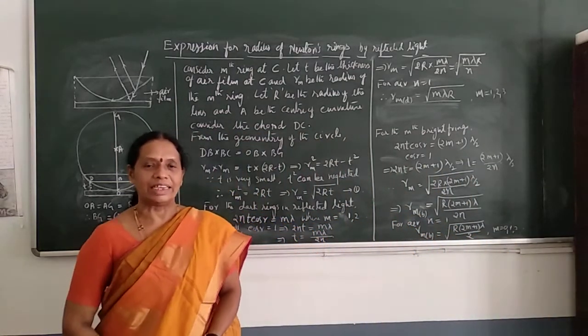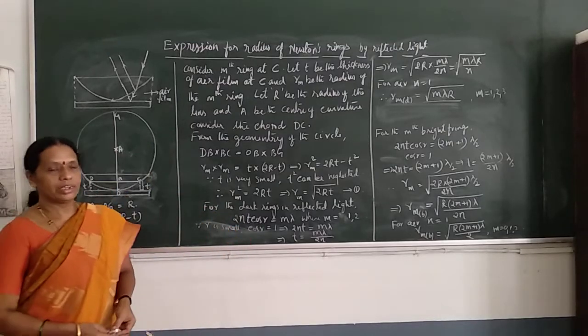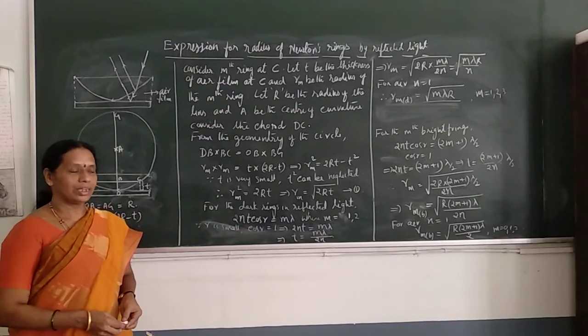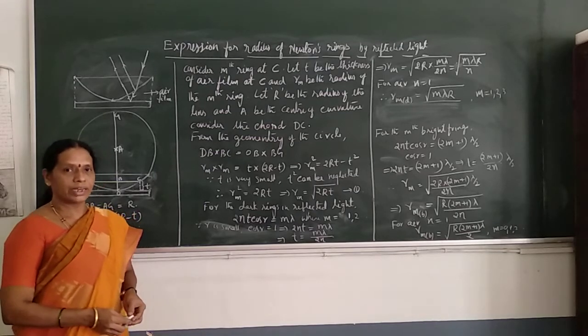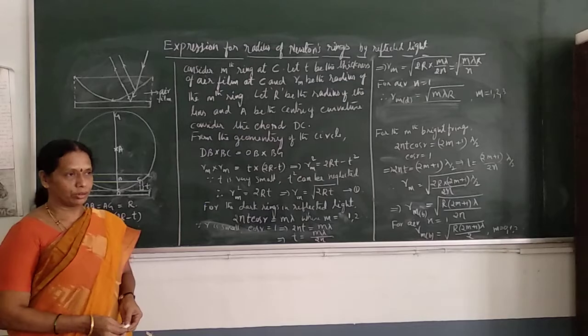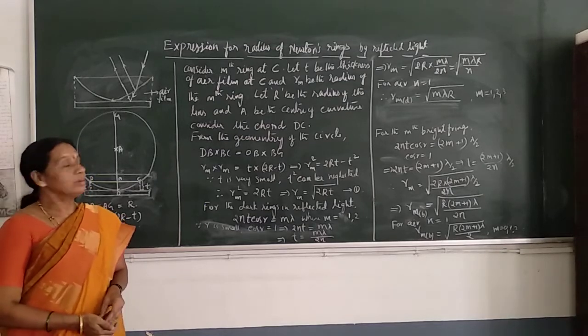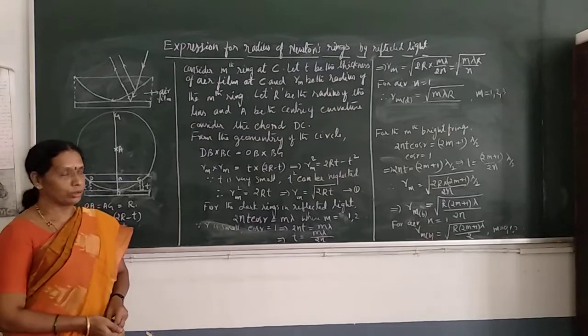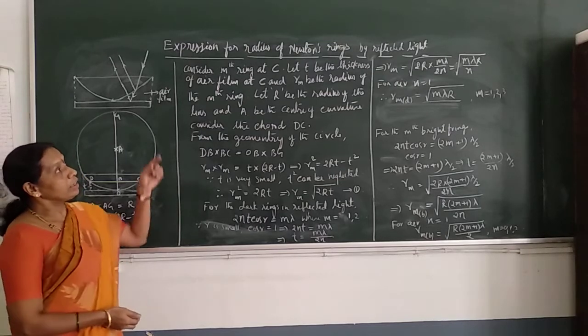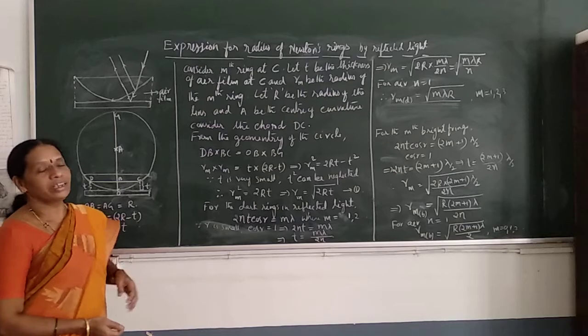Dear students, in the last class we discussed interference at an air wedge. In this method, the two coherent sources are derived by the method called division of amplitude. And one more method of deriving coherent sources by division of amplitude is by using the Newton's ring setup.